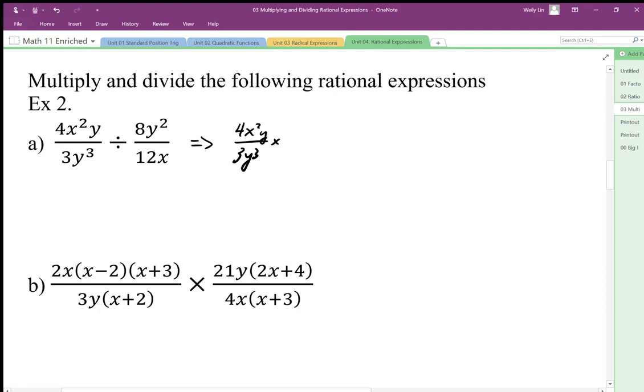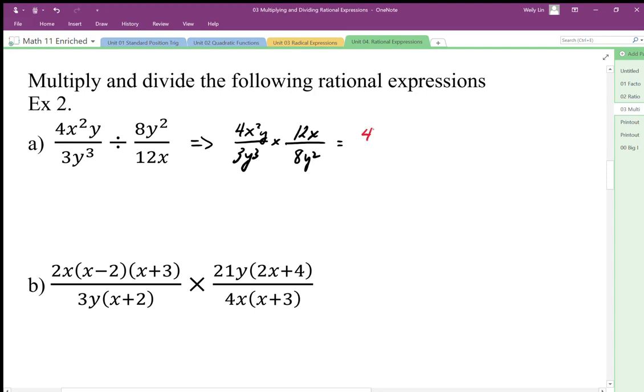So instead of divide, we're just going to put the divide by 8y squared in the denominator, and the divide by 12x into the numerator. Or in other words, we're going to multiply by the reciprocal. Once we've done that, we can start canceling out common factors. So it looks like I have a common factor of 3 here, and a common factor of 4 here. So I'm just going to rewrite those common factors first.